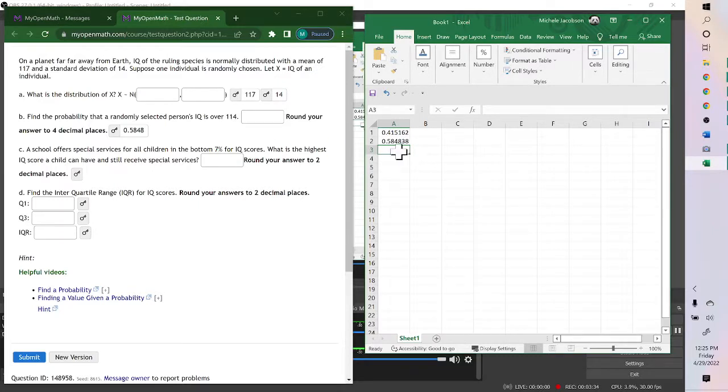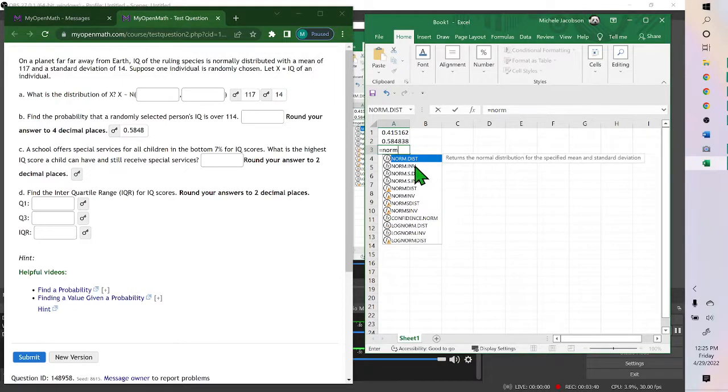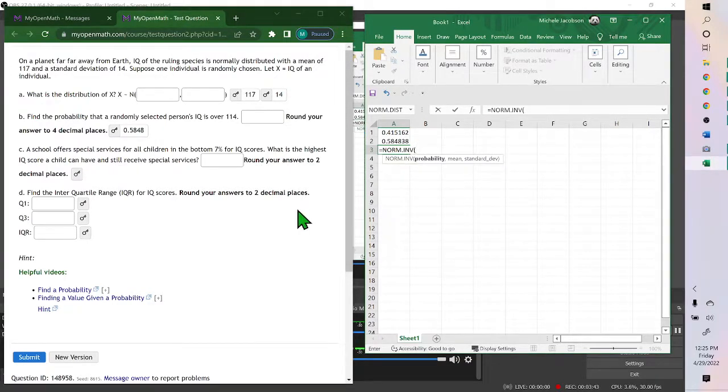So we go over here, and we put equals norm. Now instead of the distribution, we want the opposite. We want the inverse. And our probability, the percent below, the bottom 7%, so that would be below 0.07, write it as a decimal, comma the mean, 117, comma standard deviation. This one does not need a 1, and it tells you that standard deviation was the last thing you needed. Then you hit enter, and there's your answer, rounding to 2 decimal places.